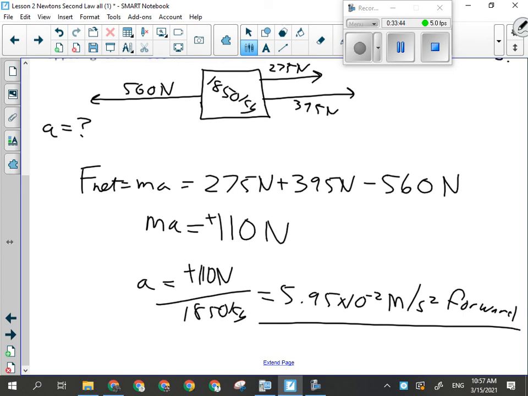Would it be fine if you just left it like 0.0595? Yes, that would also be fine, as long as it had 3 significant digits. All right, so does that one make sense to everybody?